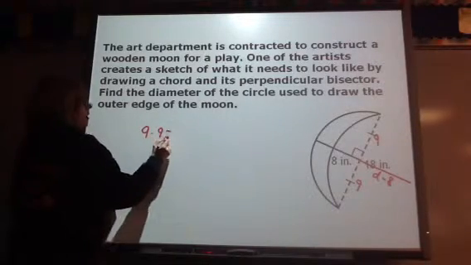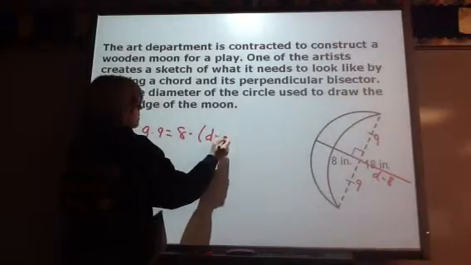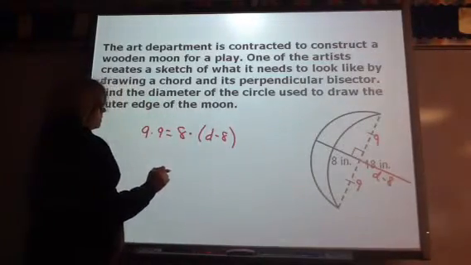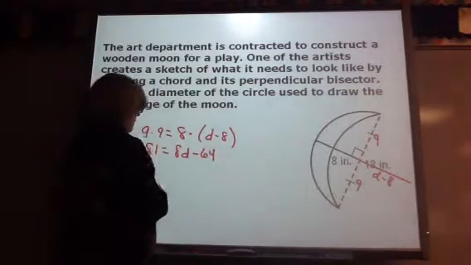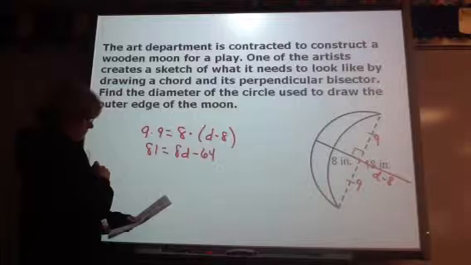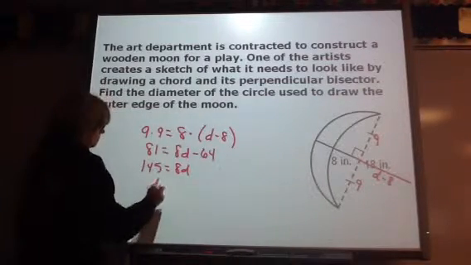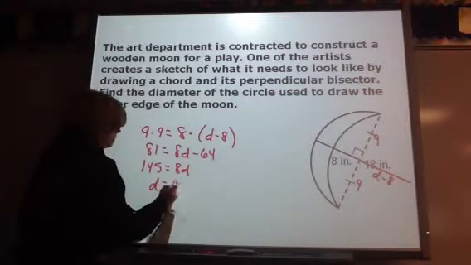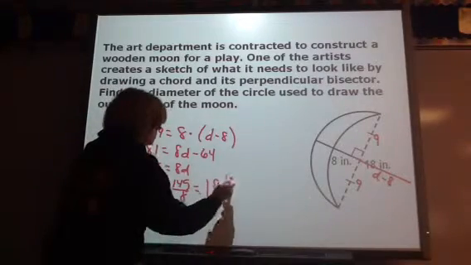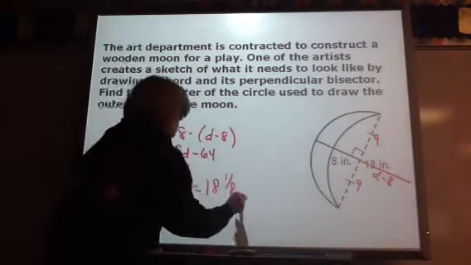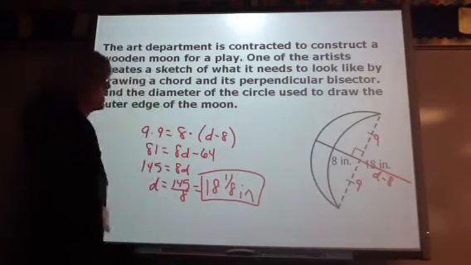So 9 times 9 equals 8 times the diameter minus 8. So simplify. Solve for D. Okay, and we're talking about diameter, so we need to have units. So our answer is 18 1/8 inches.